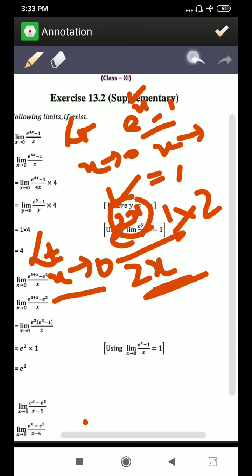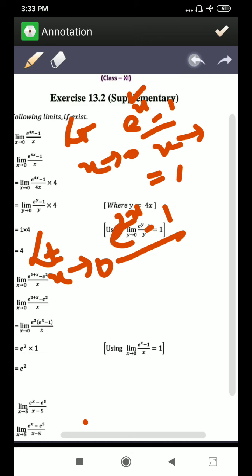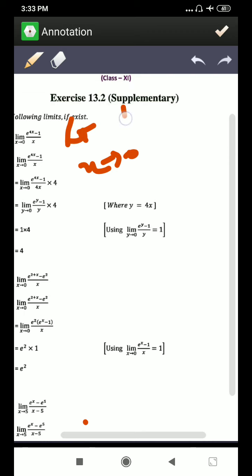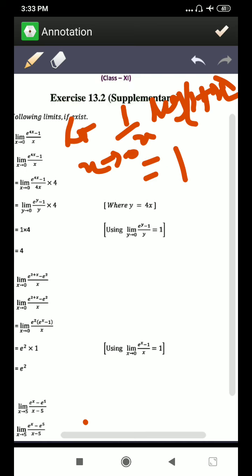One more theorem is related to the logarithmic function. What is this? It is limit x tends to 0, 1 upon x, log of 1 plus x, and this is also equal to 1. Limit x tends to 0, 1 upon x, log of 1 plus x is also equal to 1. So both these two limits we'll use in this exercise. Now I will start the supplementary questions.